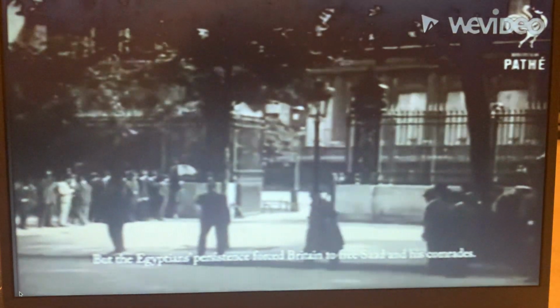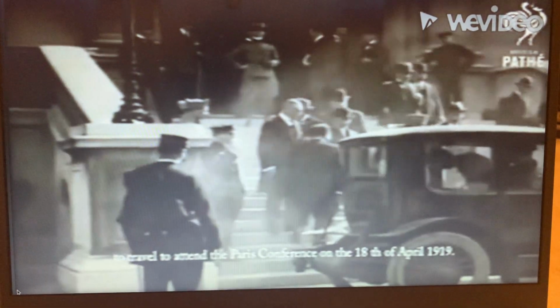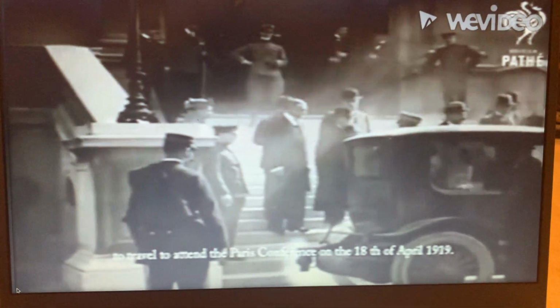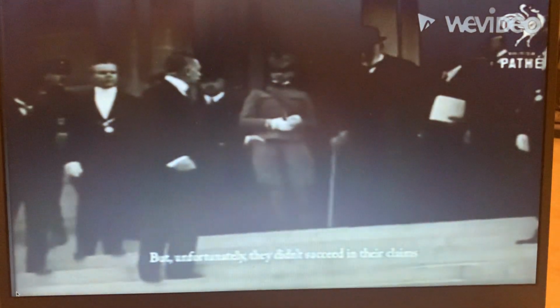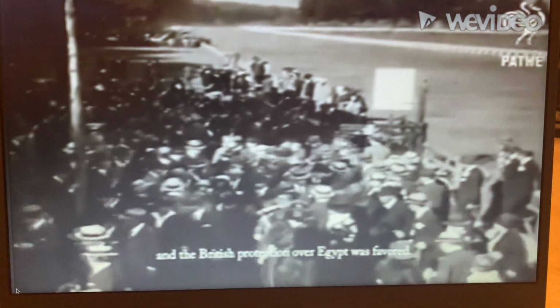The Wafd met with Sir Reginald Wingate in order to discuss plans of reinstating Egypt's autonomy. The British government sought to keep Egypt as a protectorate and dismissed the ideas brought forth by Zaghloul. When the Wafd began demanding the opportunity to discuss their freedom in Versailles, they were banished to Malta. This sparked demonstrations to which the British responded with violence.